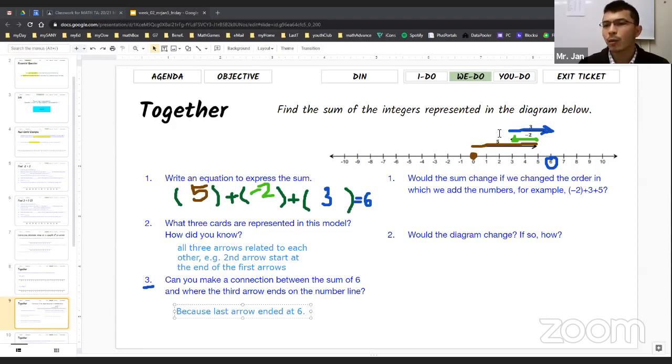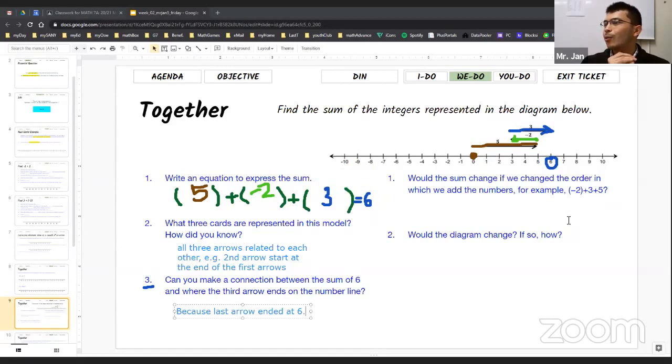So wherever the last arrow ends, that is your result. And also if you check the math, it's also 6. This is how they are related. Because if they're not matching, by the way, you're not going to end up with the same result. If you end up with the same result, that means you're doing it right. Okay? And would the sum change if they change the order? So in addition, if you flip the order, does the result change or not?